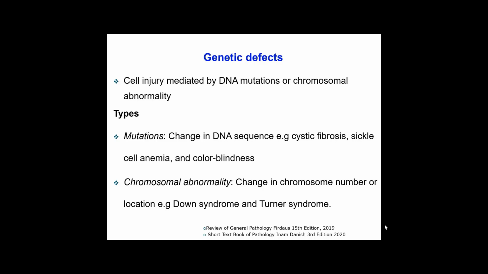Chromosomal abnormality can also cause cell injury, and it is basically a condition in which there is some change in the chromosome number or location. The best examples are Down syndrome and Turner syndrome.